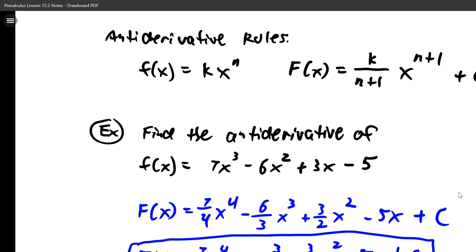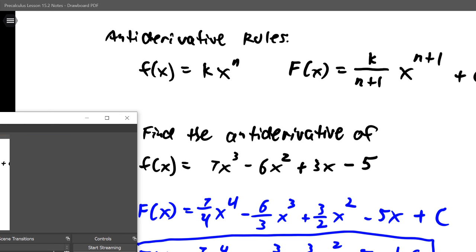But for our purposes, that is this lesson. Hope it makes sense and goes well.